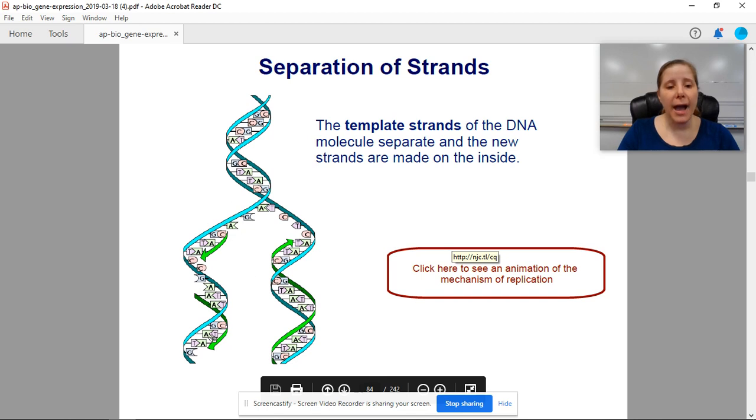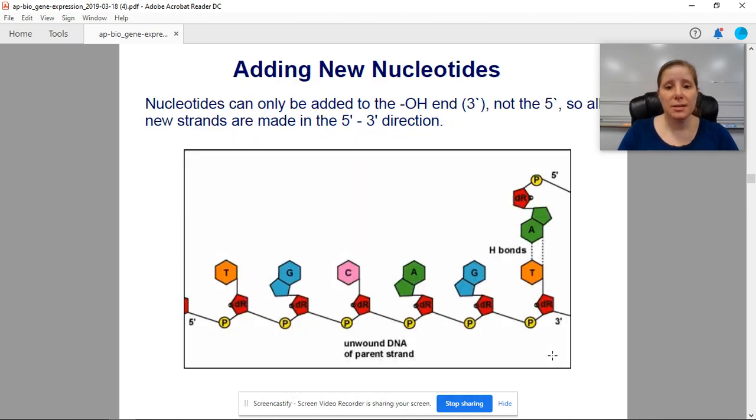This one is going to be the lagging strand. It's the lagging strand because it has to unzip and then it starts copying, and then unzips and starts copying, making these fragments, also known as Okazaki fragments. There is an animation here. If you can take the time to open that up and click on it, please, it'll help you understand this.